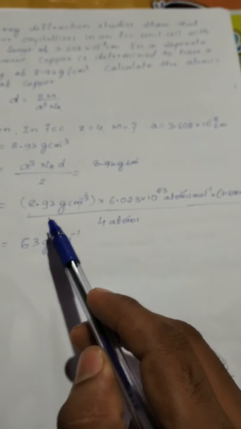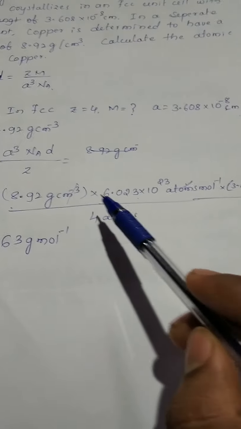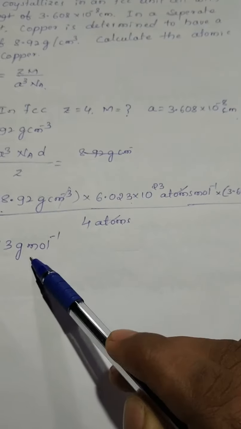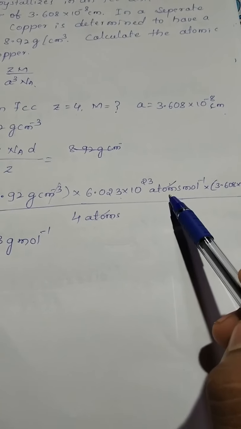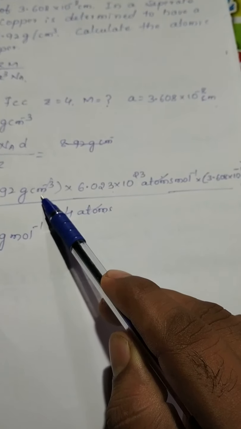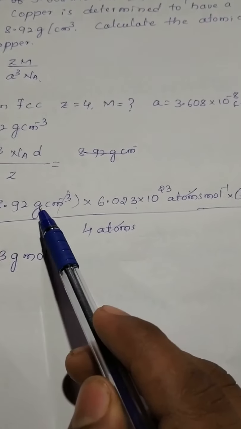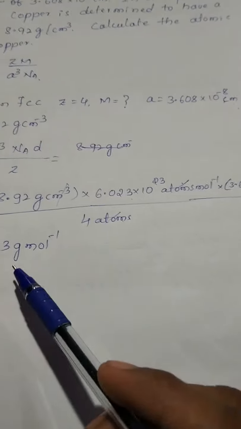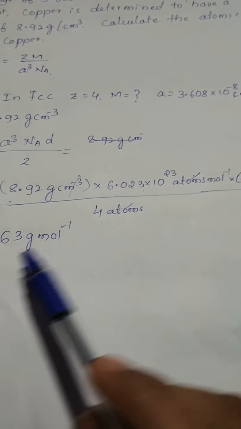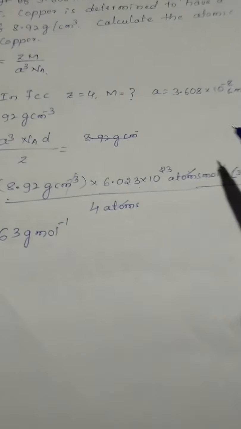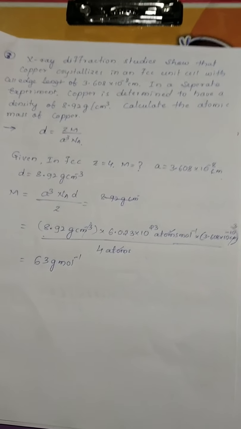See here, on solving this, we will get 63 gram per mole. See here, the unit: atoms are there here, atoms are there here also, so atoms cancel each other. Per centimeter cube here, and centimeter cube here, cancel each other. Remaining is gram per mole. Just solve this, you will get 63 gram per mole. Once again I will show this, just see carefully.